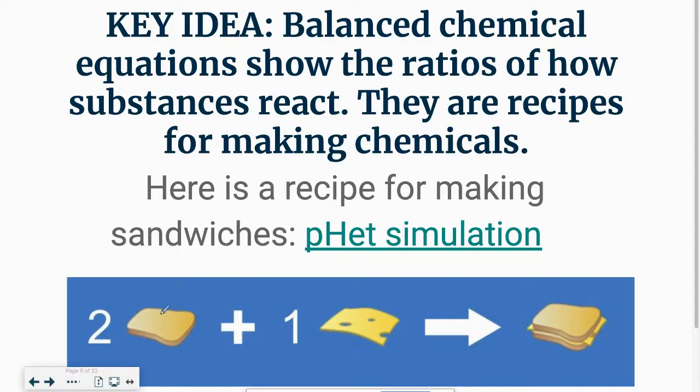So we started off by first talking about how balanced chemical equations are showing the ratios of how things react. So they're just like cooking recipes. So here we have a recipe for making a sandwich. If we use 2 pieces of bread and 1 piece of cheese, we will always make 1 sandwich.